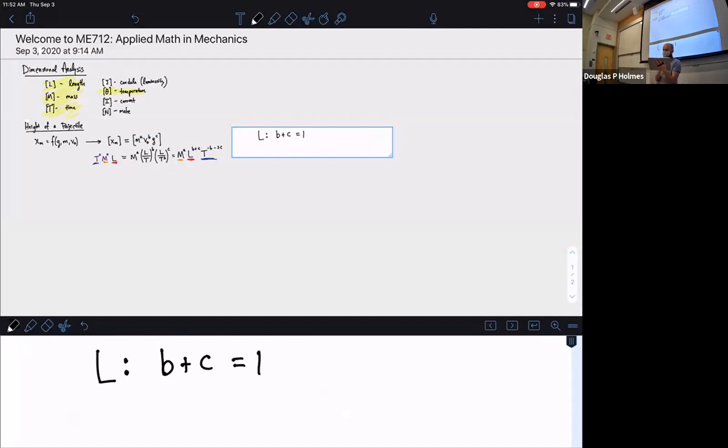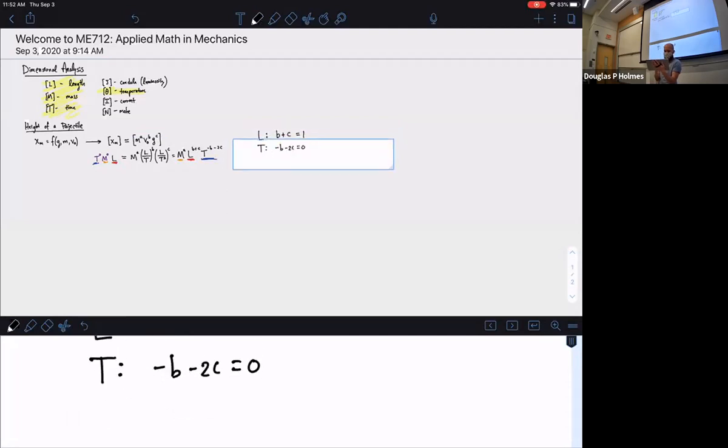We can do the same for time. Time is going to be negative B minus 2C, which equals 0. And mass is the easy one. Mass is simply A equals 0. In this particular problem, I chose this one because it's pretty straightforward. You have 3 equations and 3 unknowns. You know how to solve these. You pick one of the unknowns, you solve the others.